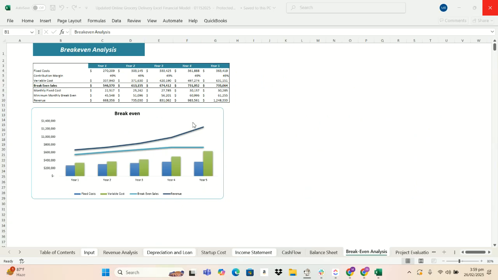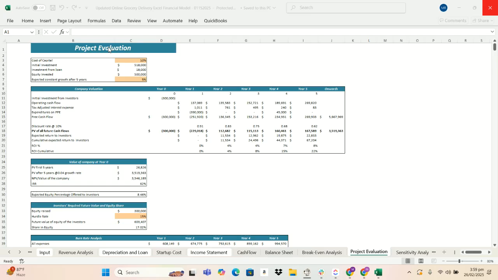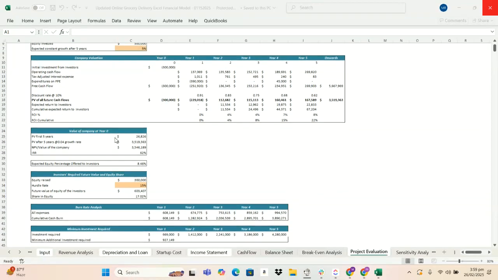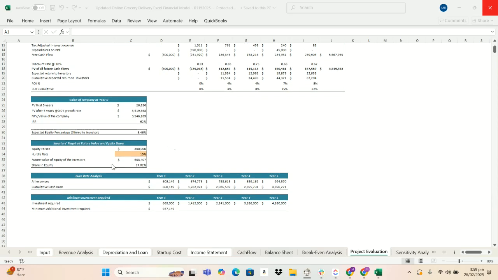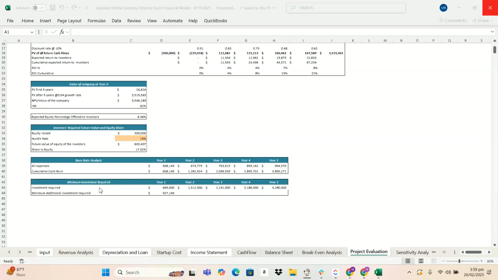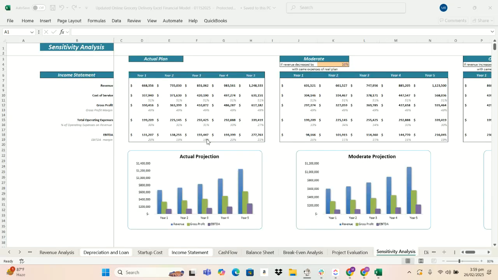Over here we have our break-even analysis with a chart to get better visual representations of the values. Then next up we have project evaluation, in which we did company evaluation, value of company at year 0, investors required future value and equity share, then burn rate analysis, and then minimum investment that is required.